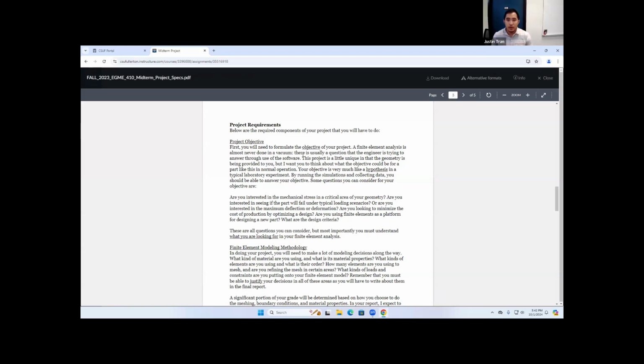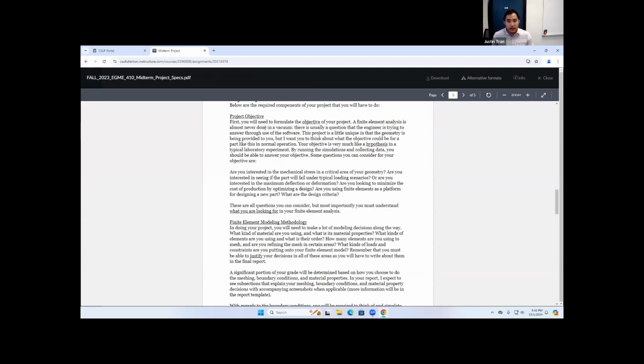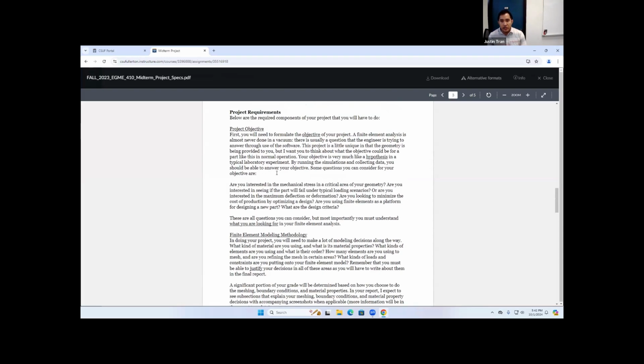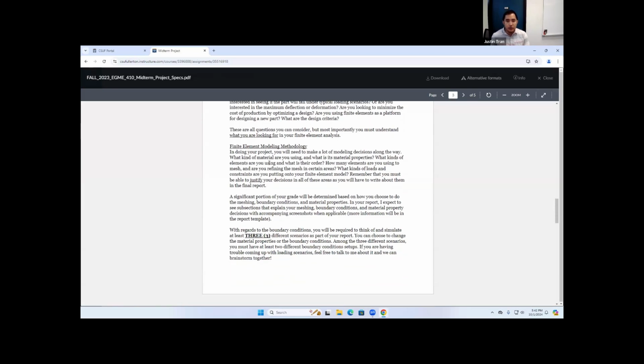Okay. All right, so that's the first thing, right? Everything that you specify in your objective is going to drive a lot of the other parts of your project as well, like what kinds of boundary conditions you're going to apply. It even affects your meshing, in terms of where you may want to refine your mesh. Okay, so the next required part of the project is what I call the finite element modeling methodology.